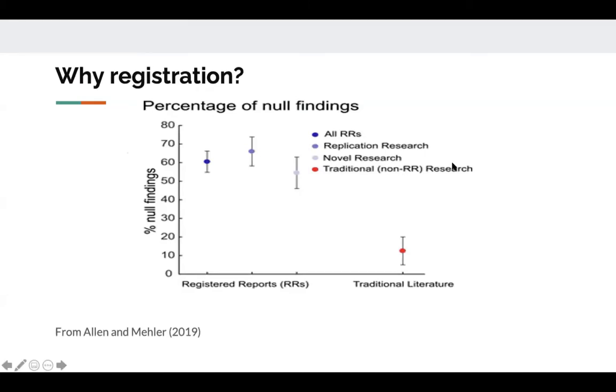So why registration? As you can see from this graph, in the traditional literature, there's a relatively low percentage of null findings. But for all registered reports and replication research and novel research, there's a much higher number of null findings. So the traditional literature could suggest a publication bias, that it's very likely for an effect or phenomenon to be observed or true. But when it's registered, it suggests it might be unlikely to find it, but it's still there, if that makes sense.